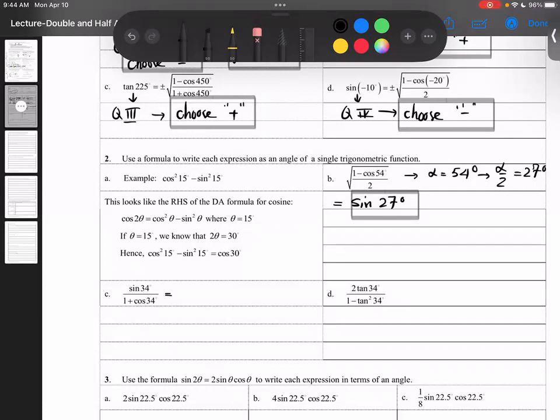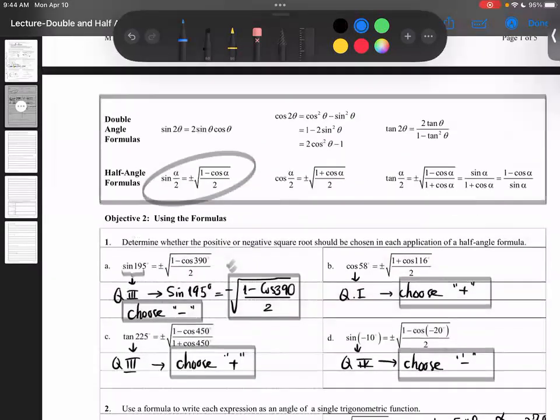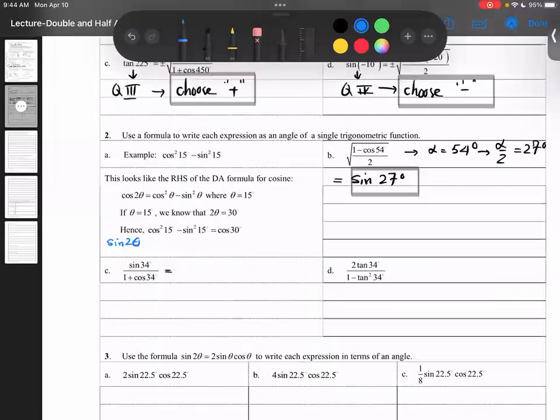So let's say sine of 34 degrees, we're going to use a double angle formula. So recall, sine of 2 theta equals what? Sine of 2 theta is equal to 2 sine theta cosine theta. So sine of 34 degrees, can I rewrite it as sine of 2 times 17 degrees? Is that okay?